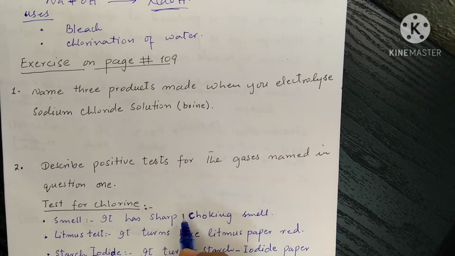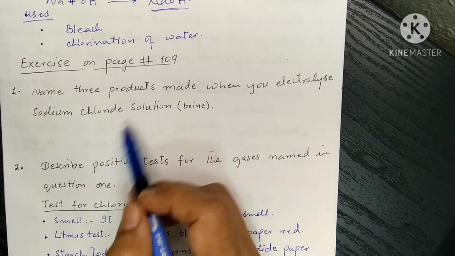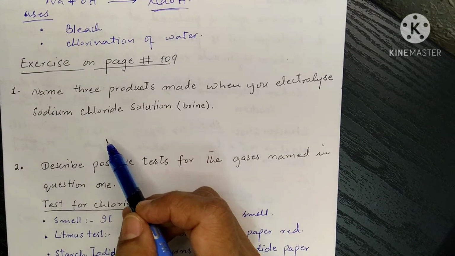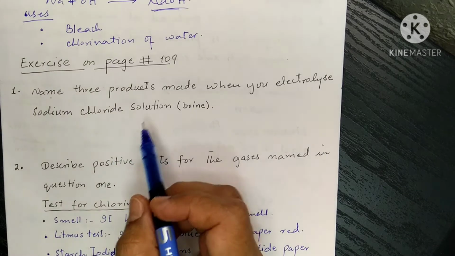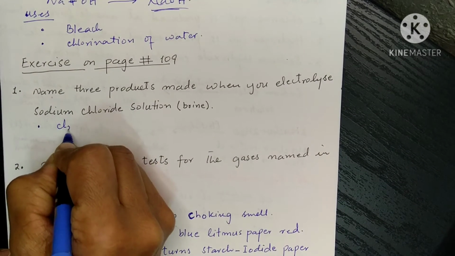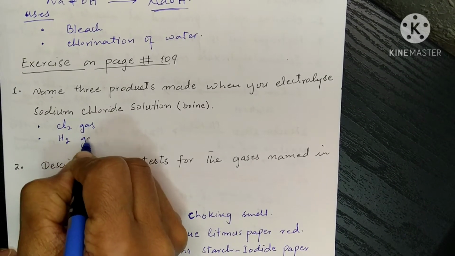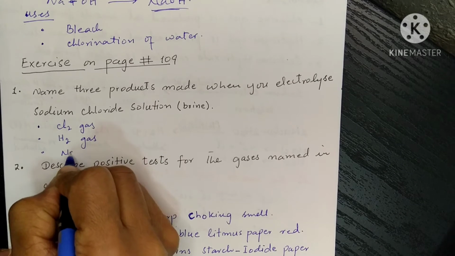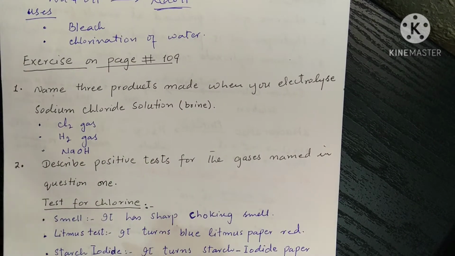Now we have some questions related to this topic on page 109. Name 3 products made when you electrolyze a sodium chloride solution, brine. We have 3 products: chlorine gas, hydrogen gas, and sodium hydroxide.